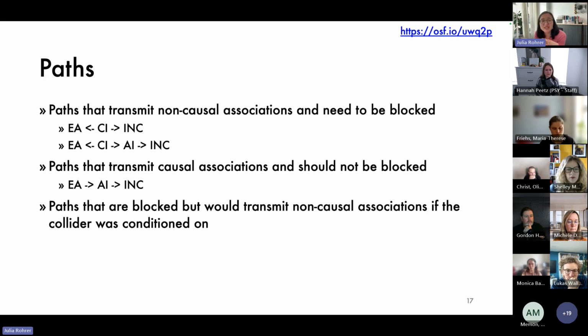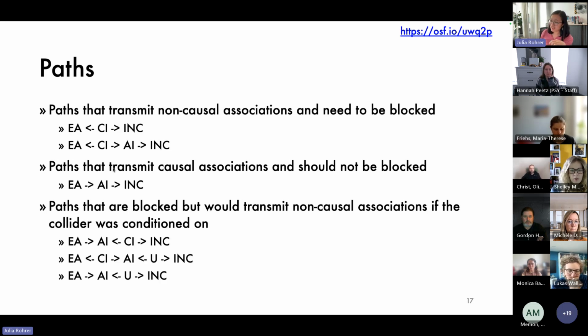And then the most complicated ones are the paths that are actually already blocked, but that would start transmitting non-causal associations if the collider they contained was conditioned on. And there are at least 3 of these in this particular scenario. What you can see here is that all of these paths contain a collider. So we have a variable into which 2 arrows point. And that already means that the path cannot transmit any association on its own. The collider just blocks everything. However, if we conditioned on the collider, which happens to be adult intelligence in all examples here, then we would open up non-causal associations on both sides of the collider, and we would start introducing non-causal associations. And of course, we don't want to do that.